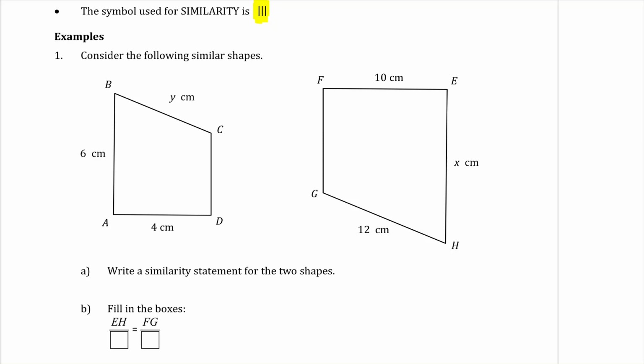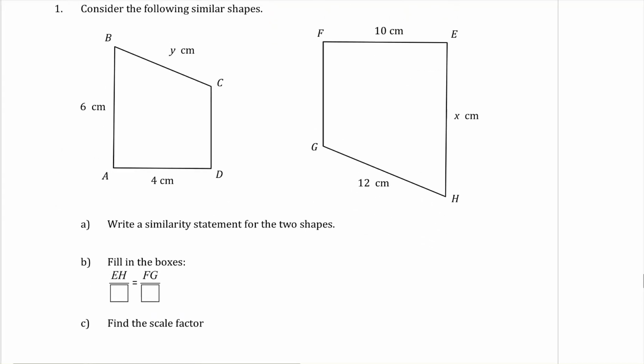And it says to consider the following shapes. First thing we're asked to do is to write a similarity statement for the 2 shapes. So that's like what we do in congruence. We go like in triangle ABC and DEF, that kind of thing, where we have to match the vertices. Okay, so we don't put a triangle symbol in, obviously, because they're not triangles this time.